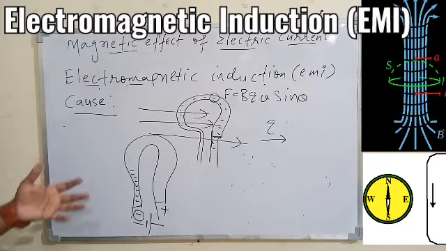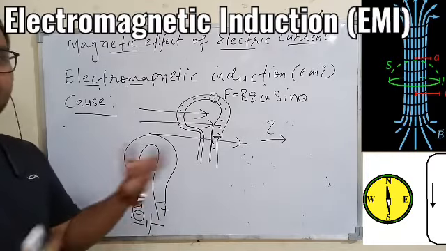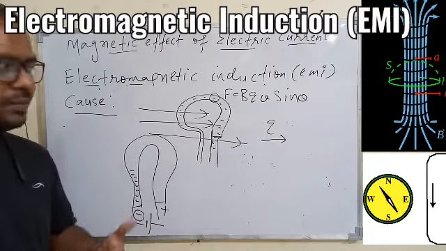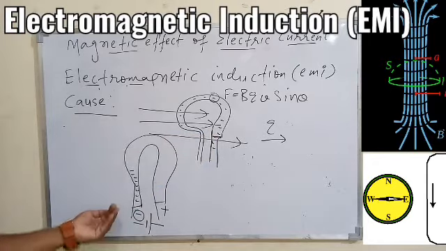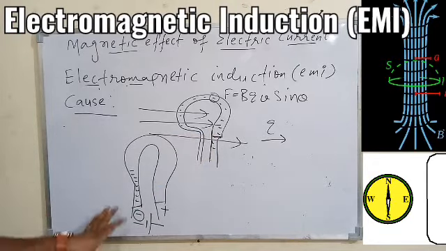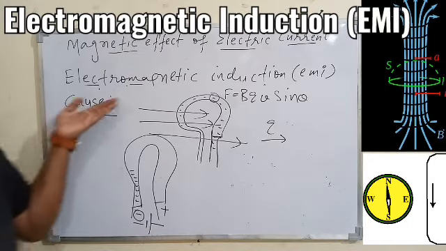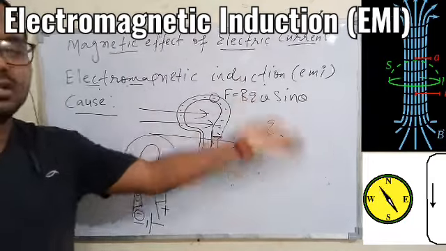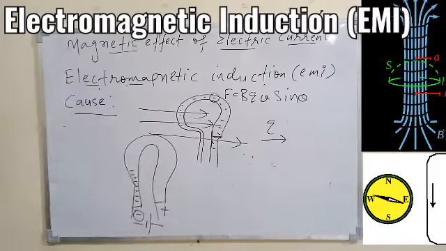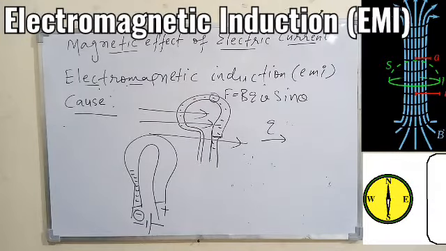So in the absence of the magnetic field, the charges are moving in a random direction. In the presence of the magnetic field, they start moving in one direction, and finally what will happen? This conductor will have a flow of current in a particular direction, and that is given the name induced current, and the phenomenon is called electromagnetic induction.